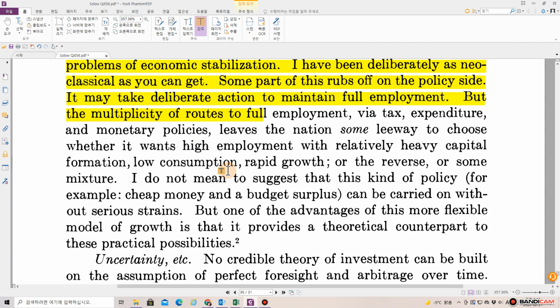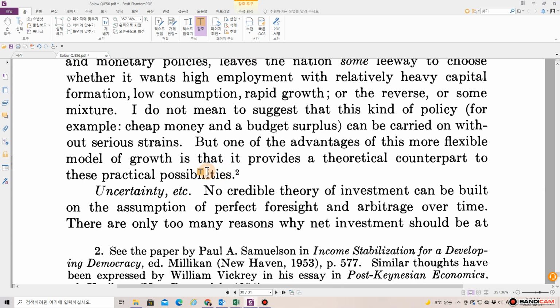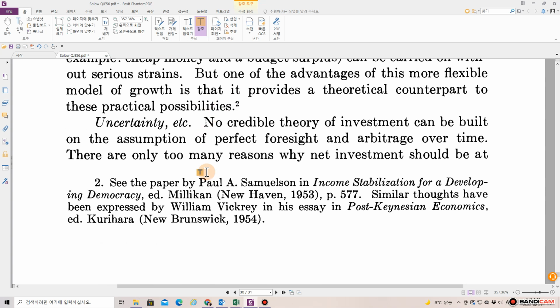I do not mean to suggest that this kind of policy, for example, cheap money and a budget surplus, can be carried on without serious strains. But one of the advantages of this more flexible model of growth is that it provides a theoretical counterpart to these practical possibilities. Uncertainty, etc.